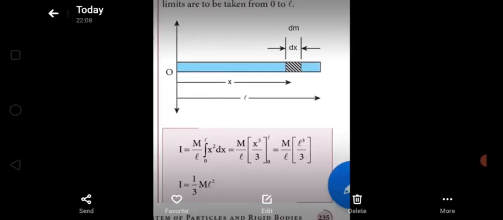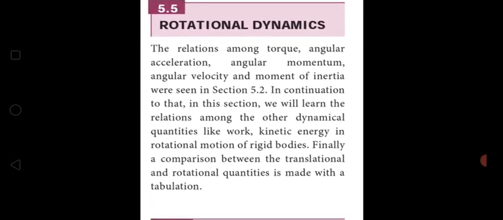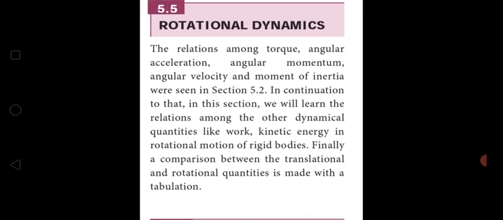And next we pass on to the next topic, that is rotational dynamics. The relations among torque, angular acceleration, angular momentum, angular velocity and moment of inertia were seen. So in continuation to this, in this section we will learn the relations among the other dynamical quantities like work and kinetic energy in rotational motion of rigid bodies. Finally, a comparison between the translational and the rotational quantities is made with a tabulation. So all these things we are going to see here.